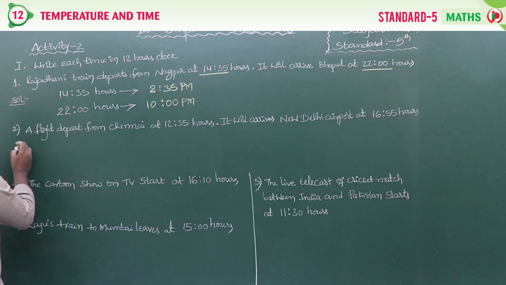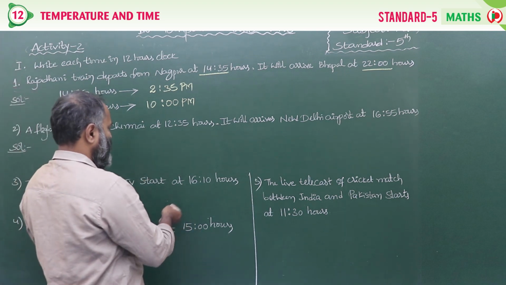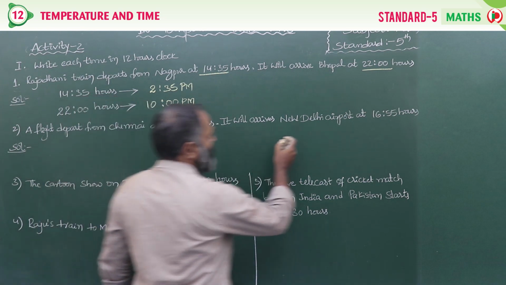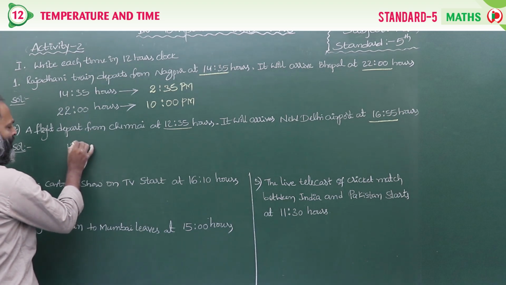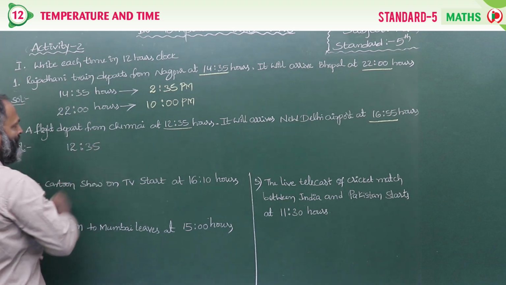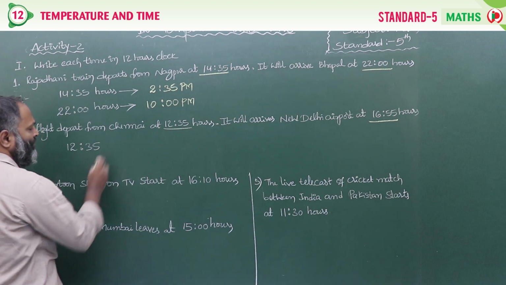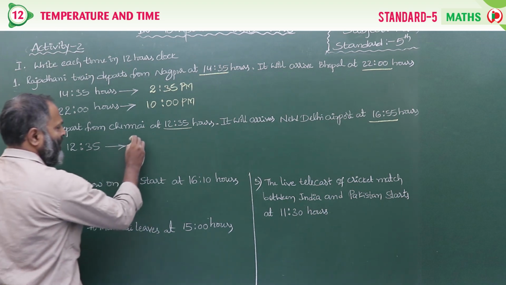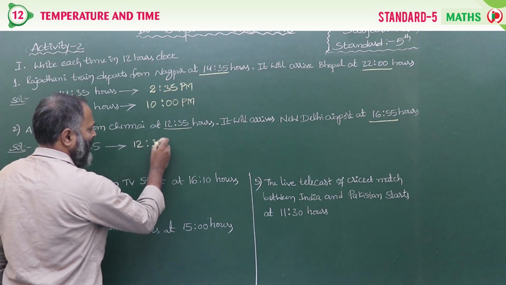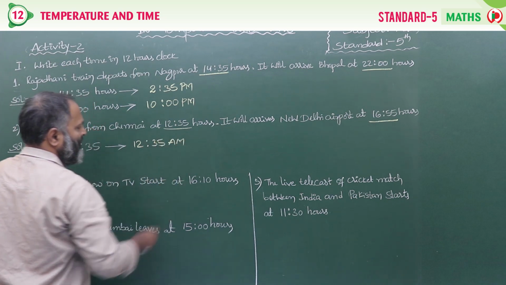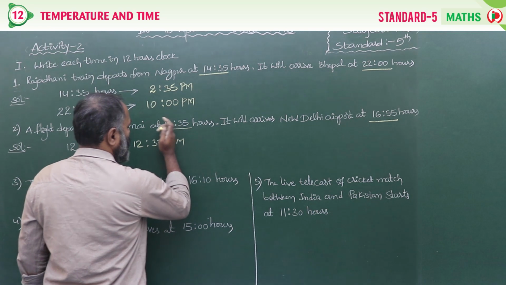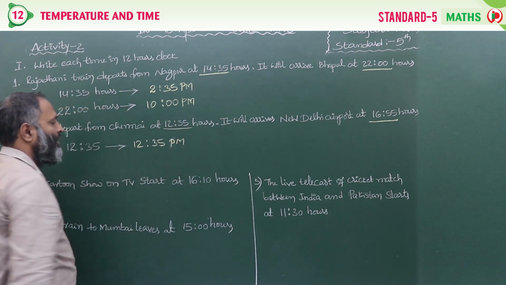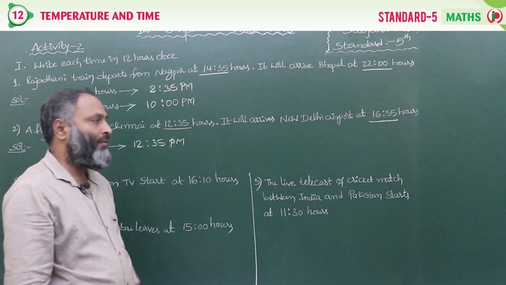The next question: a flight departs from Chennai at 12:35 hours and arrives in New Delhi at 16:55. The departure time is 12:35, no change, so take 12:35 as it is and write AM. 12:35 AM. Okay, so after 11:59 the PM will start.